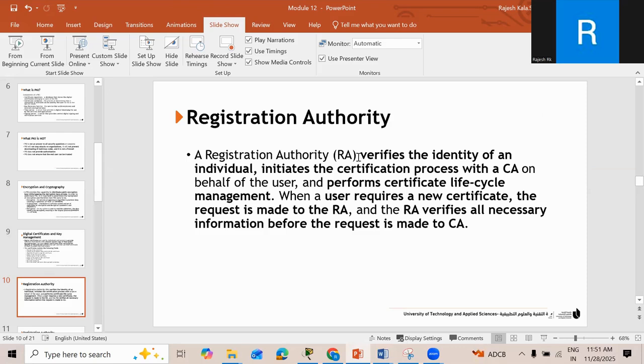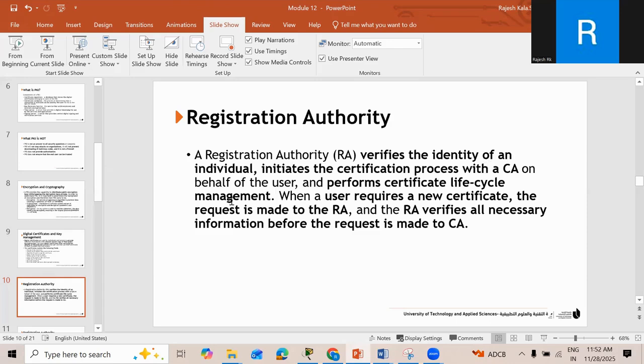Now, registration authority, I told you, before you contact the certificate authority for a certificate, the registration authority is the main thing. He is the one to whom the user sends the request. He verifies the identity of the individual. He will authenticate whether the user is an actual user or not. He will verify the identity, authenticate, and then he will initiate a request to the certificate authority for the user.